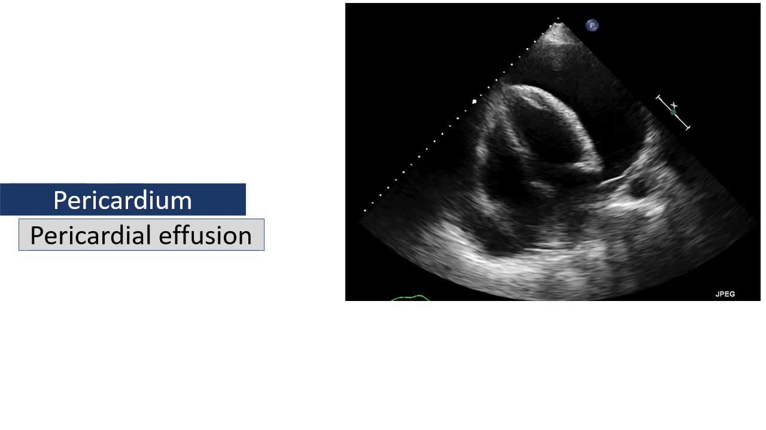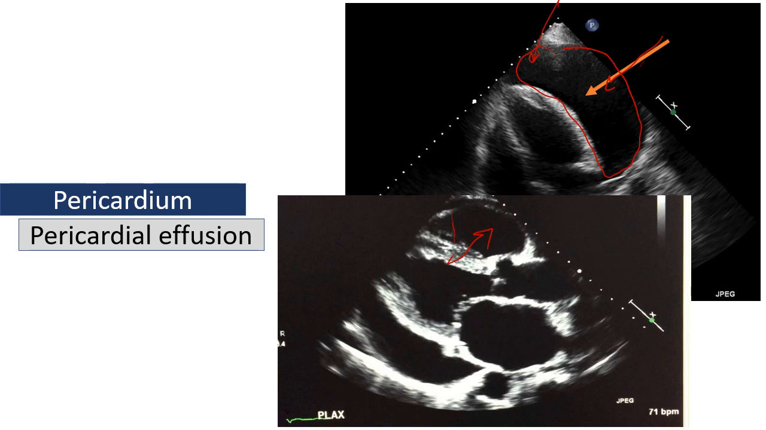Let's now go to problems regarding the pericardium, and this is an example of pericardial effusion surrounding the heart. All of this is pericardial effusion related to the lateral surface and the anterior surface of the heart, also the posterior surface of the heart.